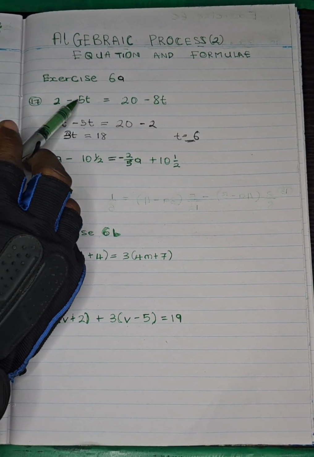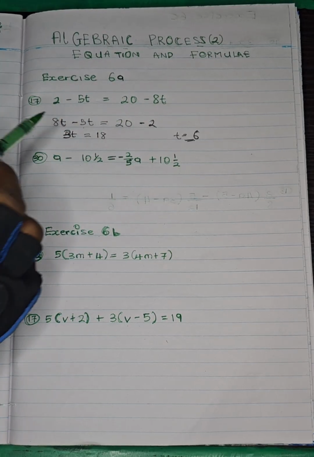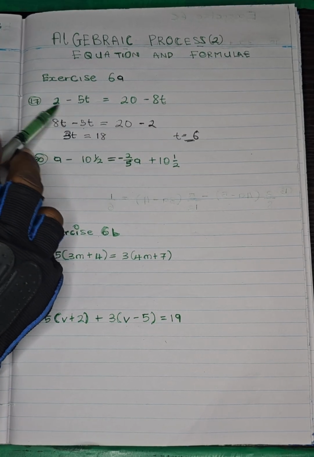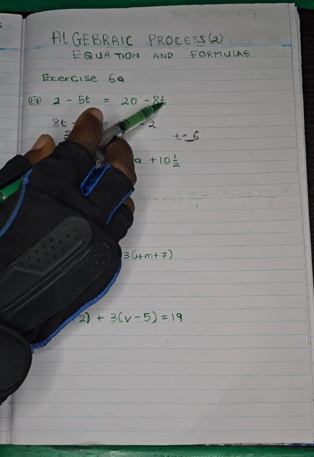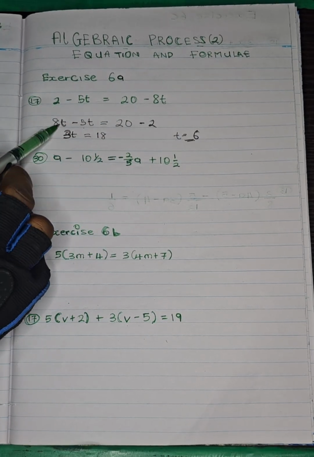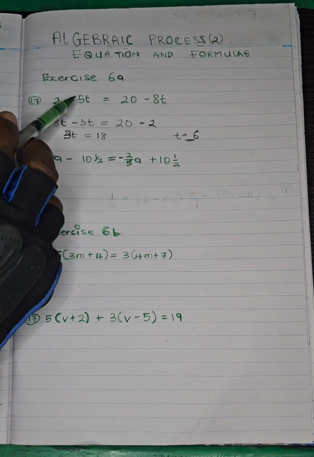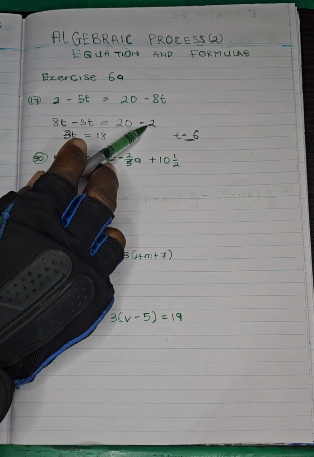Number 17, we have 2 minus 5t equal to 20 minus 8t. First thing we are going to do is make sure that t is one side while the whole number is the other side of the equation. So already we have minus 8t here. Remember what we said, if minus 8t crosses the equation to the other side, it becomes plus 8t. That's what we have here. I already have minus 5t, so we'll leave it the way it is. Now we have plus 2. If plus 2 crosses the equation, we have minus 2. That's what we have here.